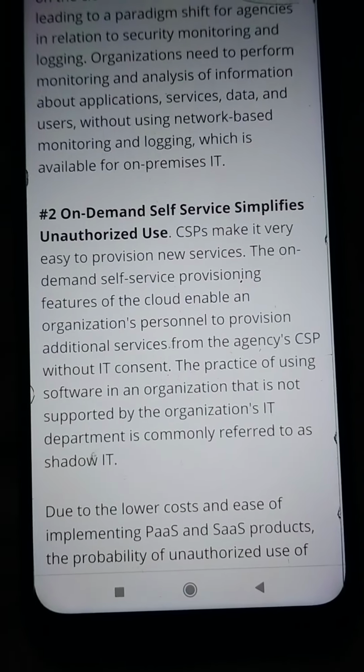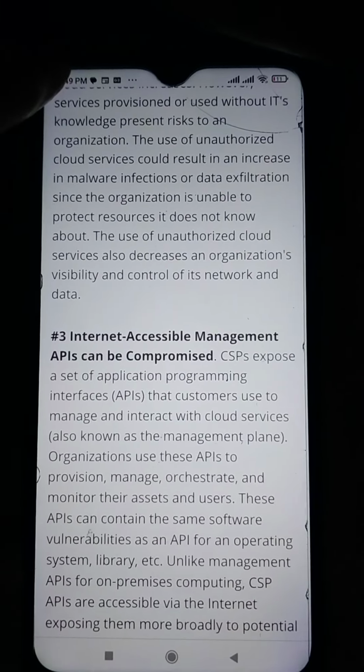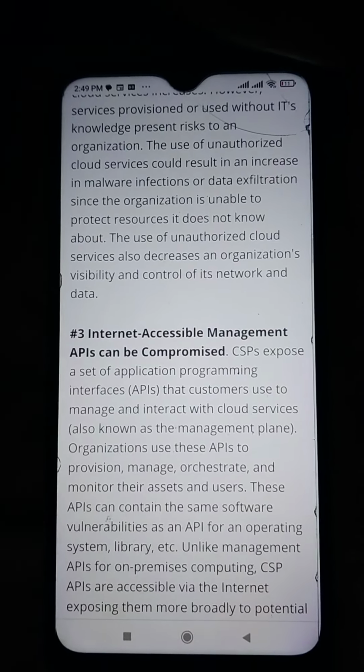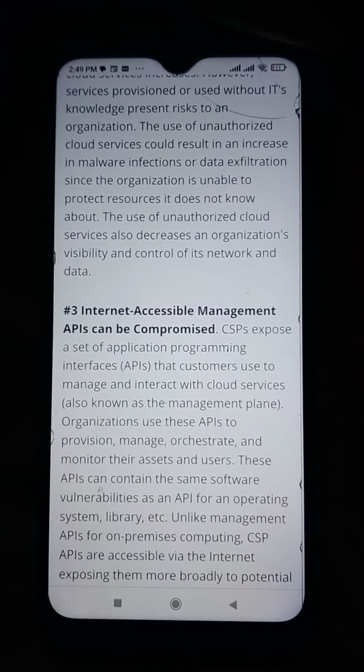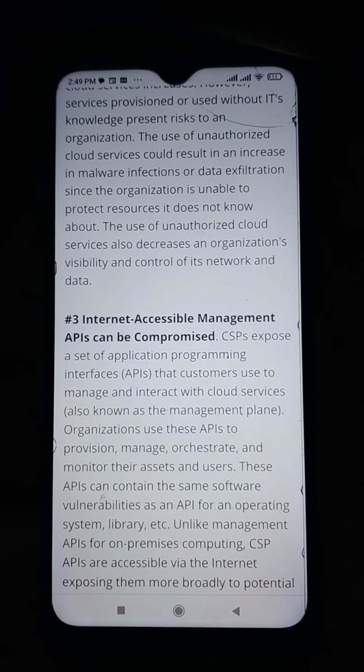Since the organization is unable to protect resources, it does not know about the use of unauthorized cloud services, which also decreases an organization's visibility and control of its workload and data. Number three is insecure access management.